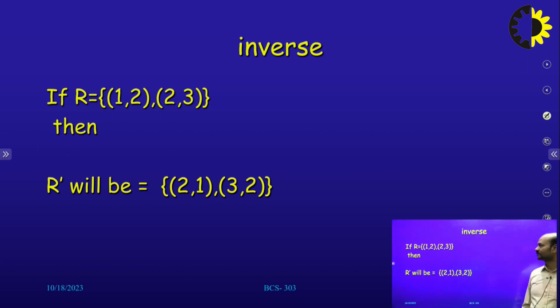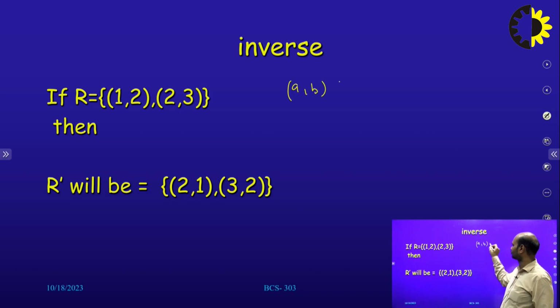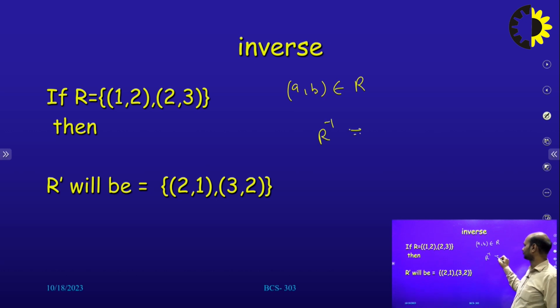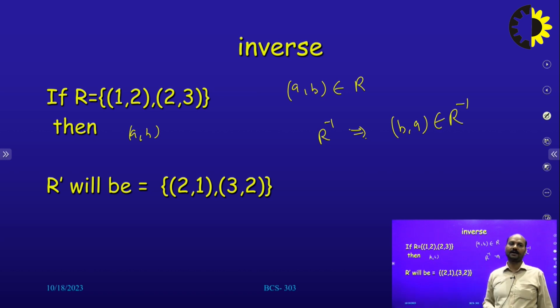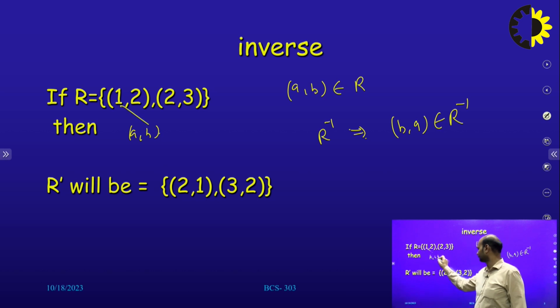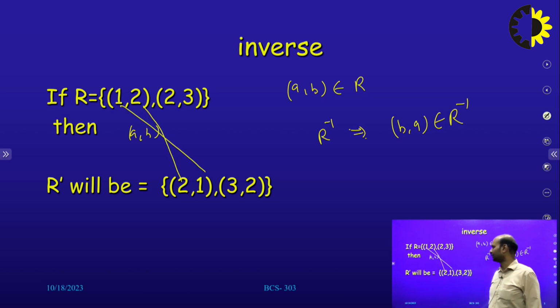Inverse of a relation: if any (a, b) belongs to the relation R, then R inverse means that (b, a) belongs to the relation inverse. If an ordered pair is (1, 2), which means (a, b), then in the inverse this ordered pair becomes (b, a), like (1, 2) becomes (2, 1) and (2, 3) becomes (3, 2).